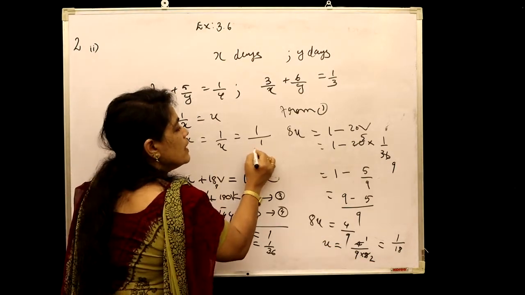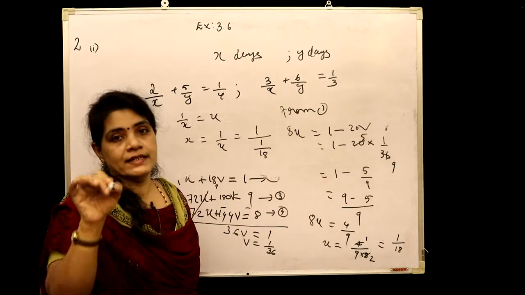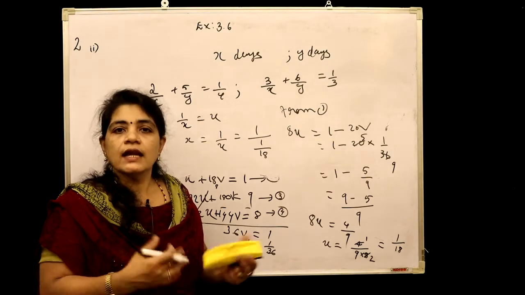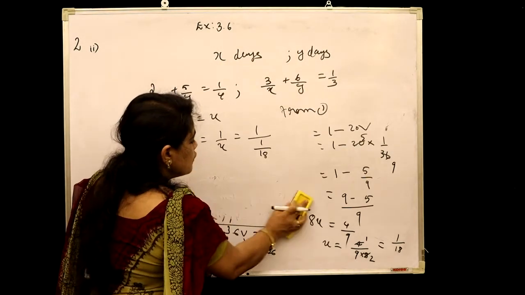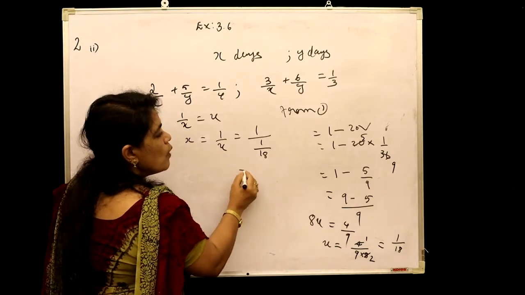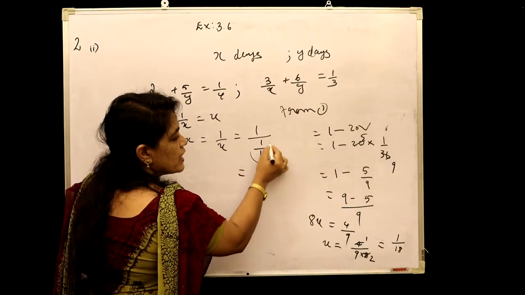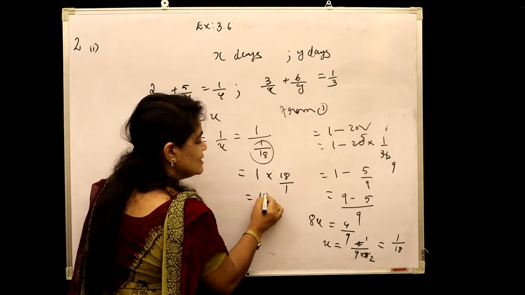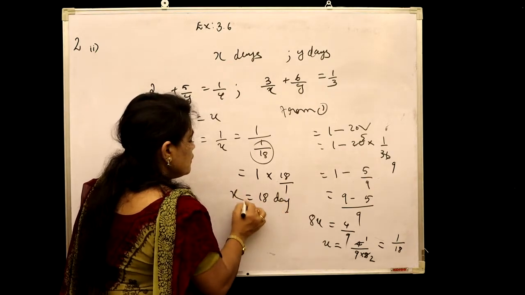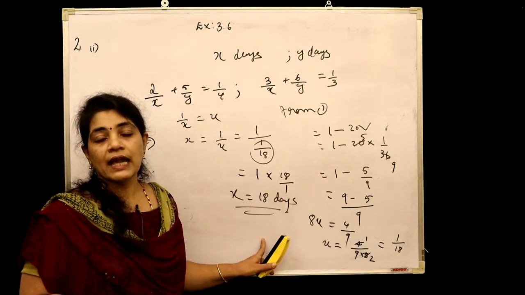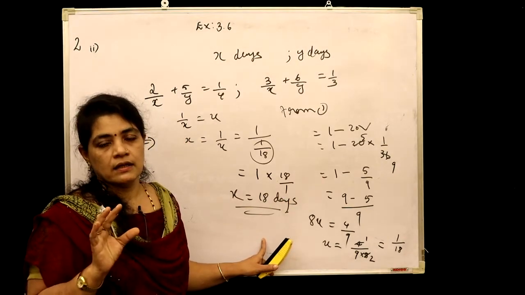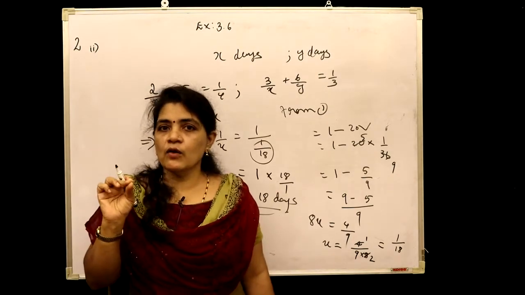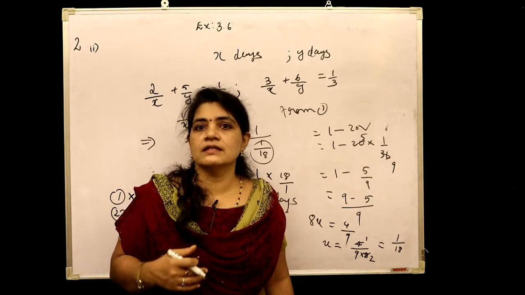So 1 into 18 by 1, or 1 by 18 is the reciprocal of 1 by 18, is 18. Whatever the method is easy for you, you can apply that. Actually this is 1 into, if a fraction comes, you have to take the reciprocal and multiply. So 18 by 1 and that is 18 days. So one woman alone can finish the work within 18 days. Accordingly we have taken the time taken by one woman alone as x days and we have now got the value of x as 18 days.